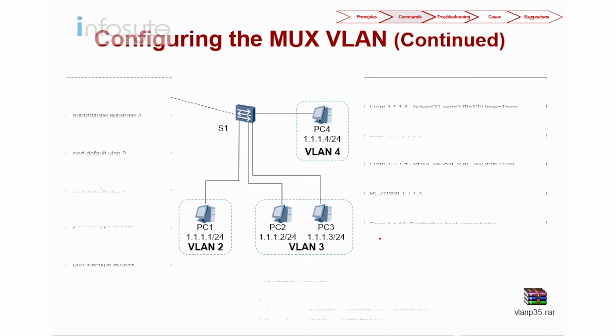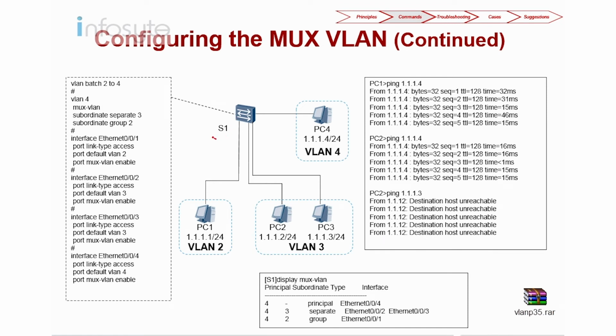Alright, so let's look into the configuration. Let's focus on switch number 1. First, we create the VLANs, VLAN 2, 3, and 4. Now VLAN 4 is our principal. So this is a MUX VLAN. We have a subordinate VLAN: subordinate separate, which is this one, and subordinate group, which is VLAN 2.